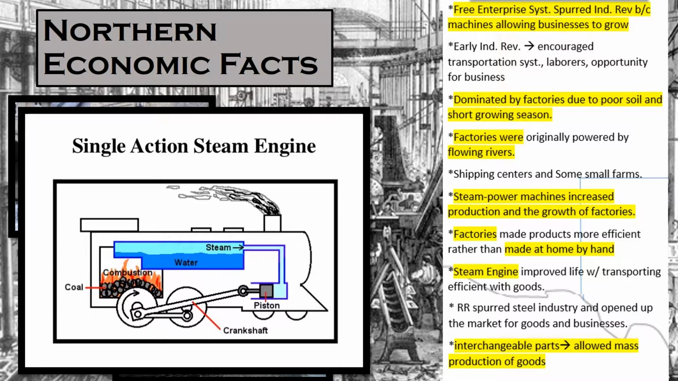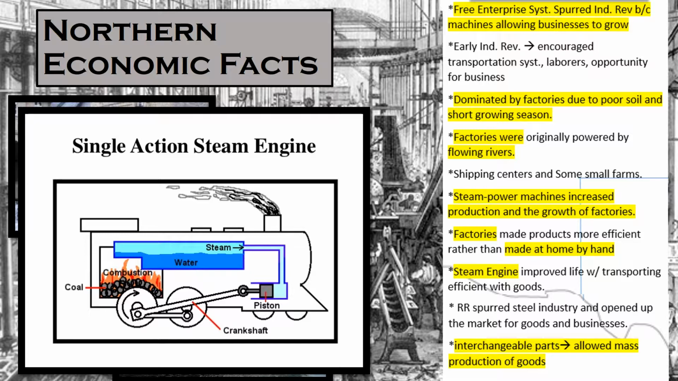So factories made products more efficient rather than being made at home by hand. If you were to sew a quilt by hand, your lines aren't going to be as straight and your measurements aren't going to be as accurate. But when you have a machine, it's more efficient. You're going to have straight lines and so on. So the products were better made. And the steam engine improved life by transporting these efficient goods.